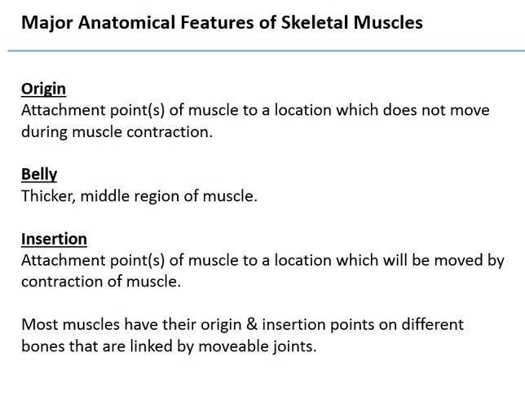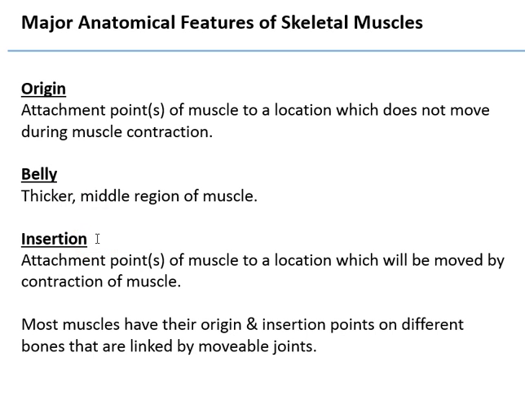In this next slide, I'll review a few terms we need to be familiar with when discussing skeletal muscle organs. Firstly, the origin. This is the point of attachment of a skeletal muscle to a bone. It remains relatively still when the muscle contracts. The belly is the thicker mid-region of the muscle. It often bulges out when the muscle contracts.